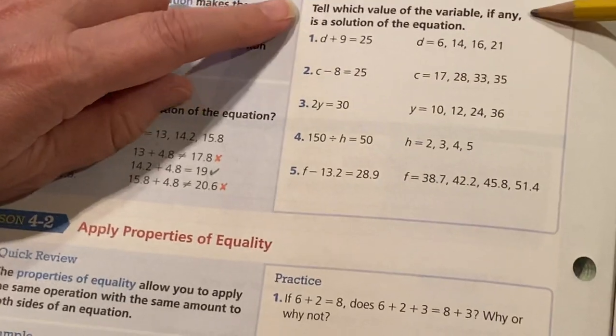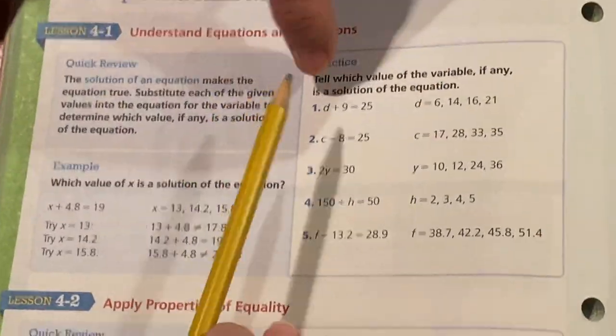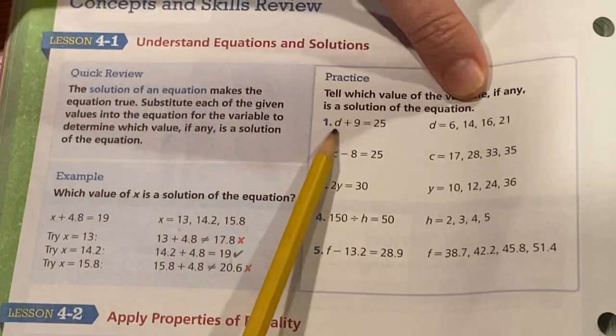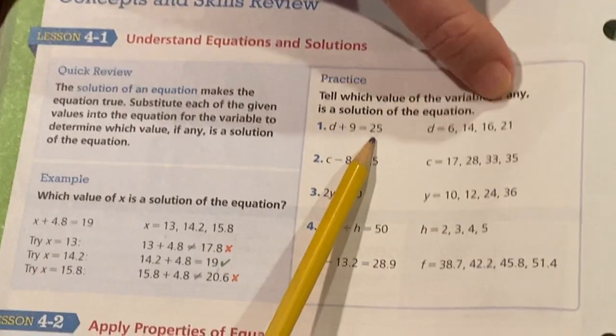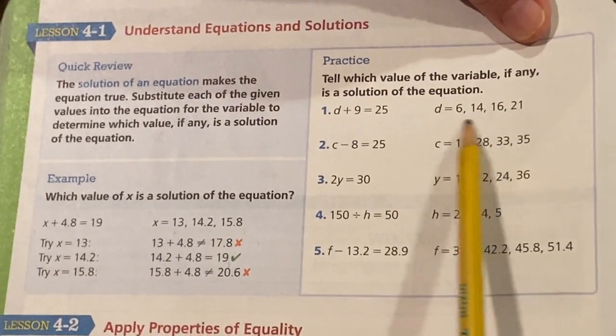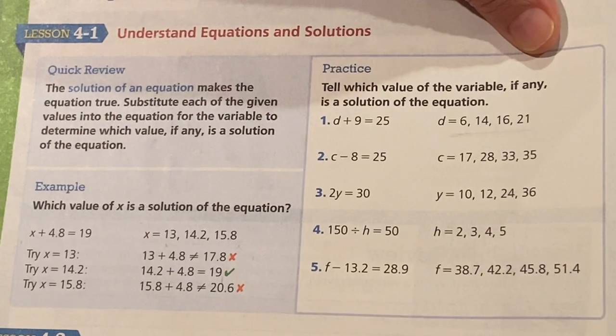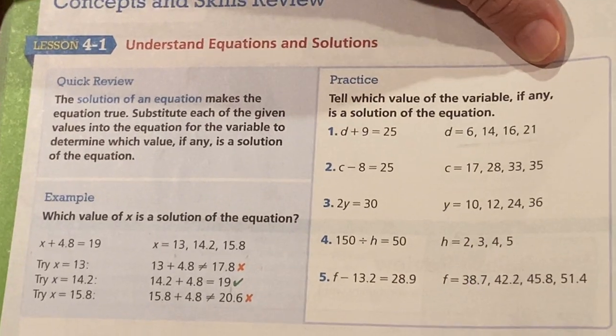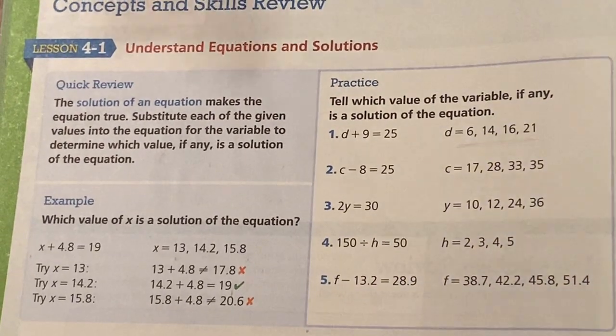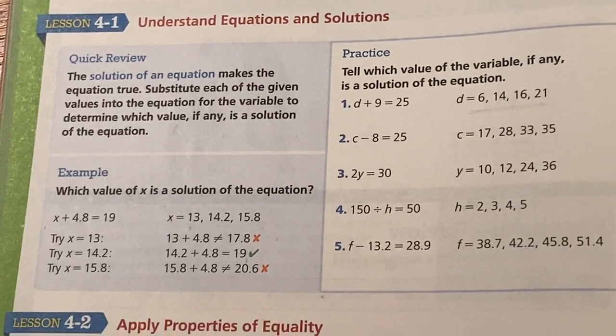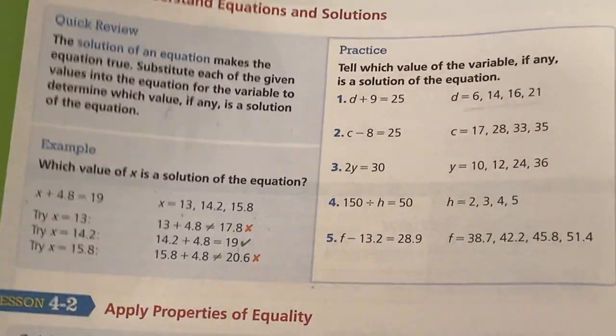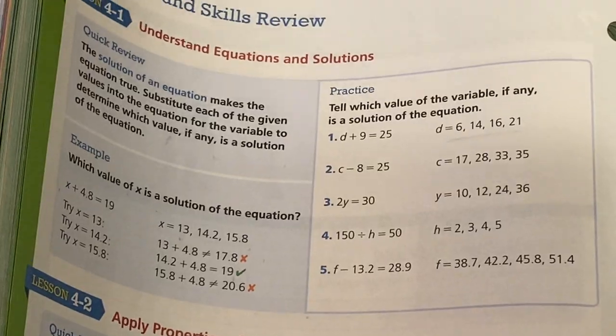So you're going to do the same thing with these. For number 1, the equation is d plus 9 equals 25. And then over here, it gives you 4 different possible values for d, and you have to figure out which one is true. And the same for the others. All right, so do those, pause the video, start it up again when you're ready to check your answers.